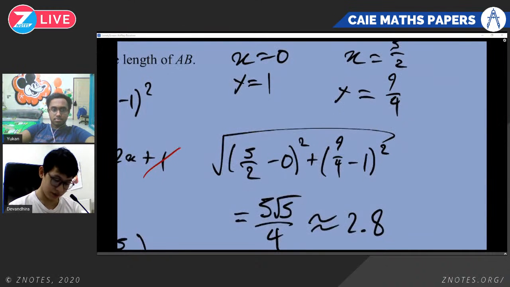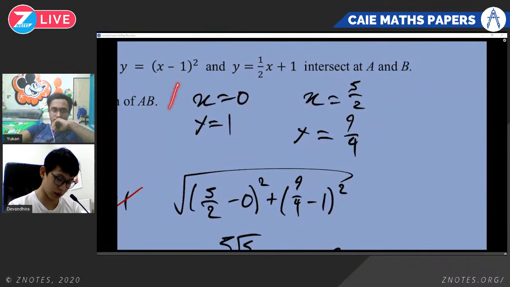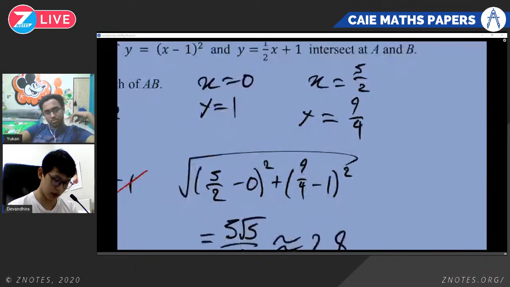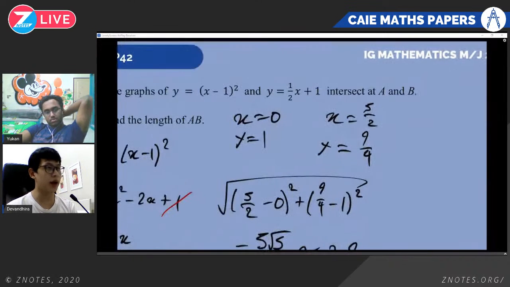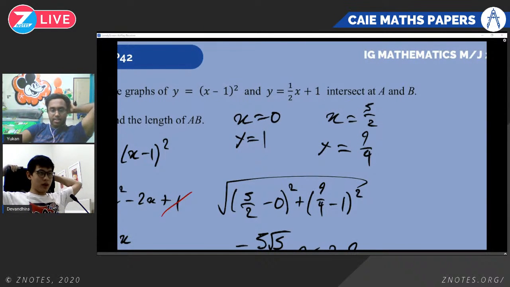So now we know the two coordinates. Let's call it A, let's call it B. It doesn't really matter. Anything you want. Now the question is, how do I get the length? You would have to find the change in y and the change in x, and then you would have a right angle triangle, and you can use Pythagoras.